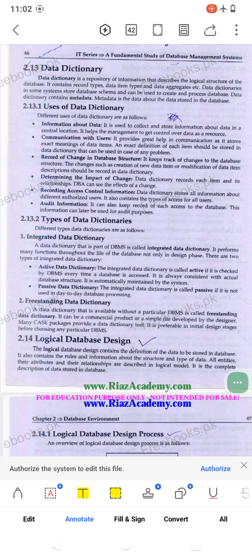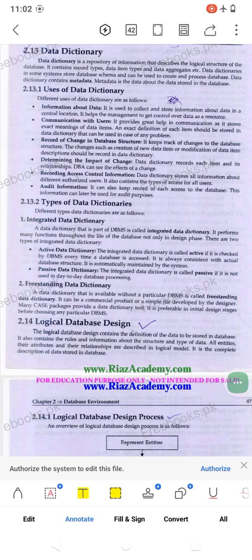With their names they can reflect their meanings. Integrated means we have a DBMS with a data dictionary attached. With that DBMS we have a data dictionary. What is the DBMS? Database management software. For example, you have MySQL server, and the server also has a data dictionary or repository for storing the data. We can say that is an integrated data dictionary.